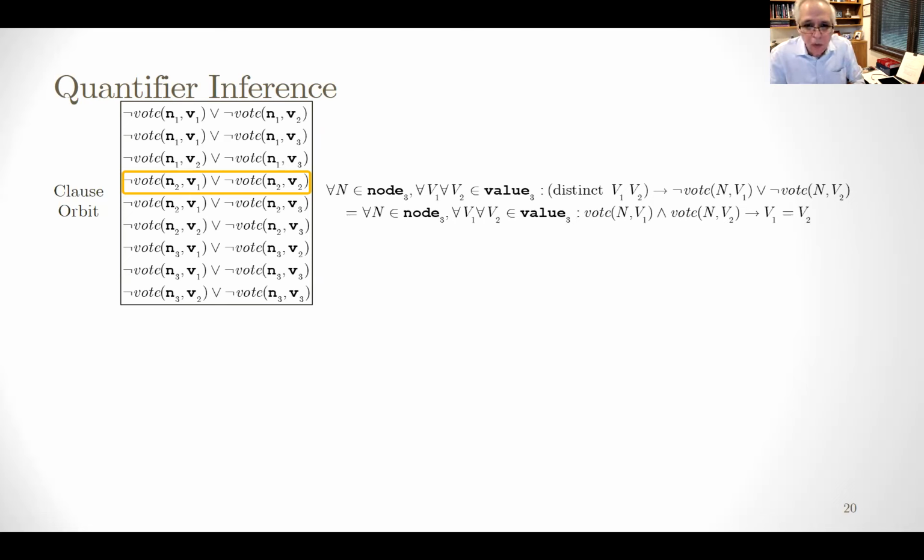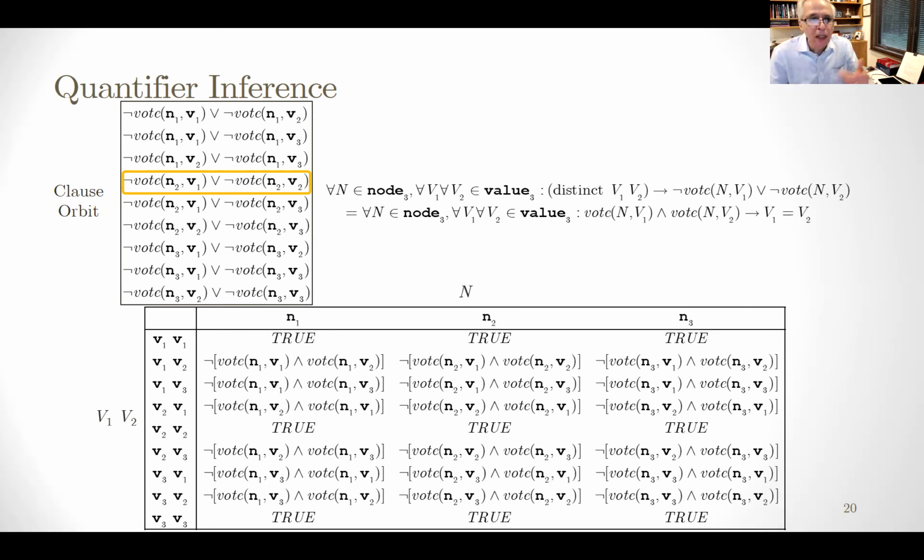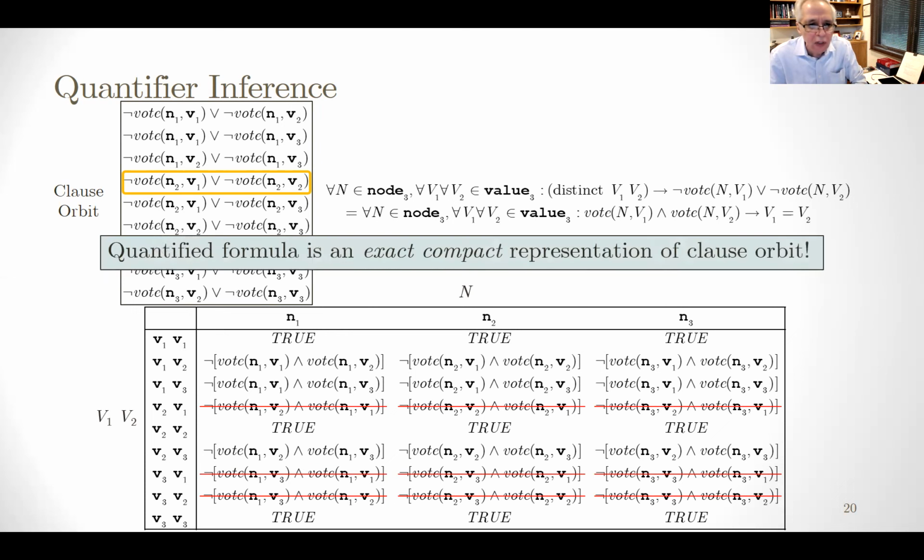And if you just want to convince yourself that this quantified formula is actually representing the same 9 clauses, we can instantiate this for all 3 values of nodes and all combinations of V1 and V2. And you can see that it is essentially an exact compact representation of the closed orbit. So the closed orbit is explicit. This is an implicit quantified representation of it.